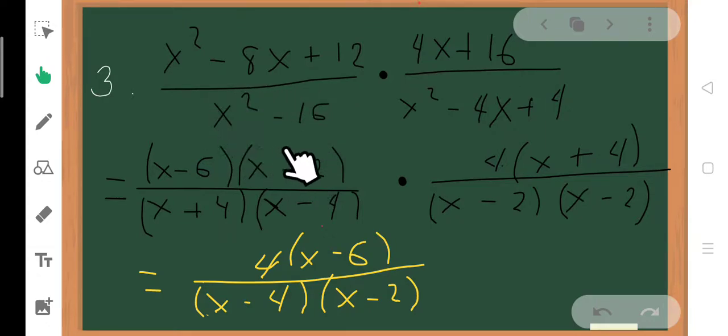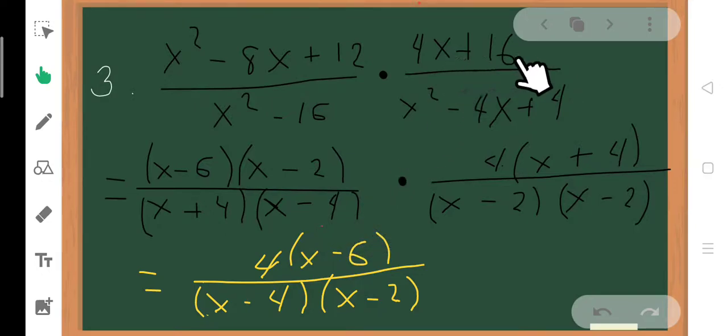Then in the denominator, as you could see, this is a difference of two squares. So the factors of x squared minus 16 are x plus 4 and x minus 4. Remember that we are just going to get the square roots of the first and the last terms. We have the square root of x squared, which is x, write 1x here and 1x here. And for 16, we have 4: positive 4 and negative 4. So just remember that pattern.